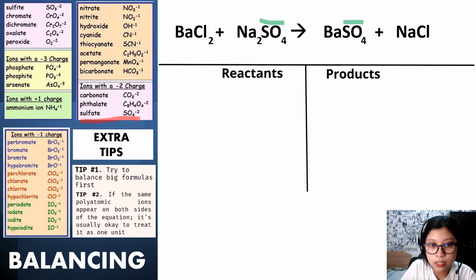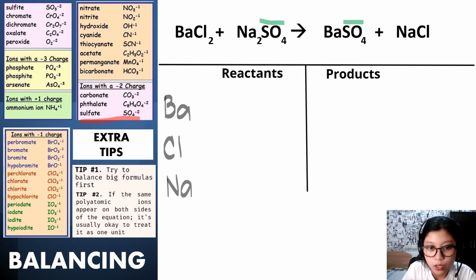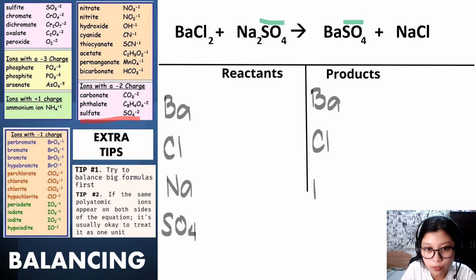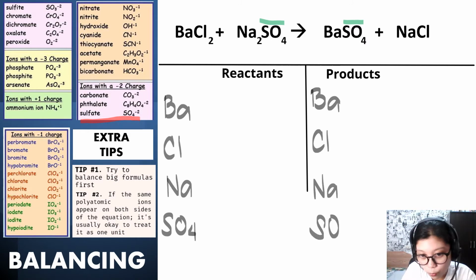We have to list all the elements present in the chemical equation. Right, so we have Ba, we have Cl, we have Na, and we have, remember, we are treating SO4 as one unit, so we are going to write it as SO4. Same elements are found in the product side. We have Ba, we have Cl, we have Na, and we have SO4.